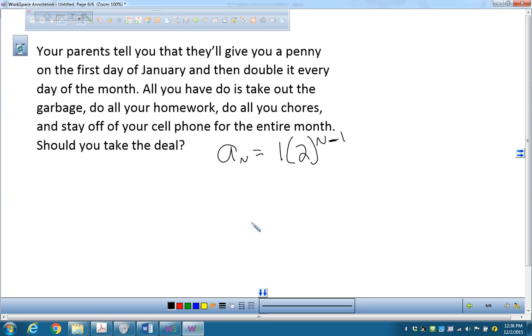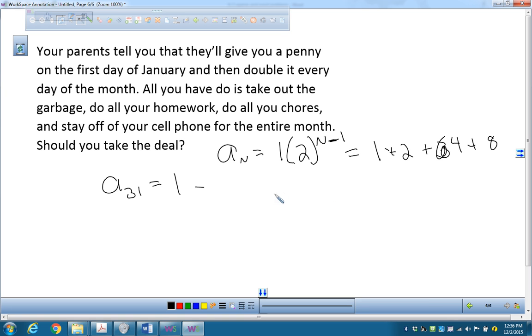You get that? Does everyone see why? Because you start with a penny. On the first day, this is going to be a 0, right? What's 2 to the 0? 1. So this formula is going to give you 1 on the first day, right? It's going to give you 2 on the second day. It's going to give you 4 on the third day. It's going to give you 8 cents, okay? So if I want A on the 31st day, that's going to look like 1 times 2 to the 31st.